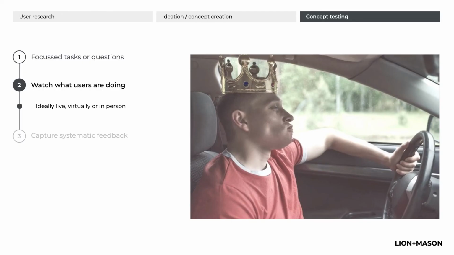Watch what users are doing. I'll explain the picture in a second, but there's quite a few user testing platforms now that allow you to put a concept out there, create a series of tasks, and then ask users to complete it, and they come back 20 minutes later or 2 days later, and you've got a load of feedback to review. And it relies on often people self-assessing. So how easy did you find this? How valuable did you find the information? Were you able to understand the content?